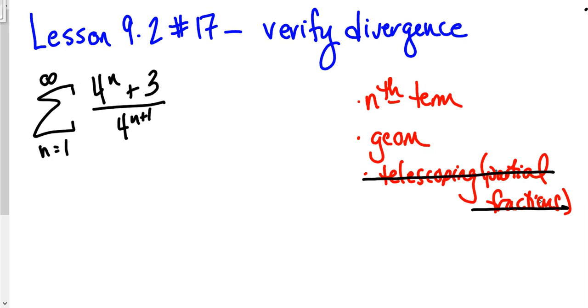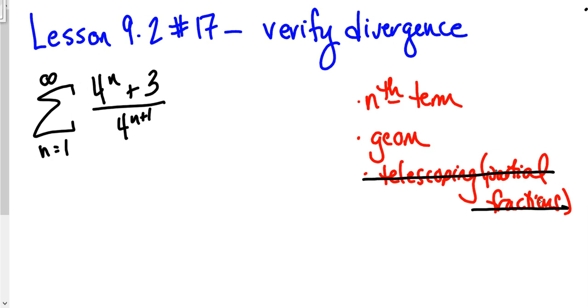That is a technique that is always going to give you a finite answer if it works, and therefore would be a convergent series. I know the nth term test always goes with divergent, so it might be that one. Geometric can be either convergent or divergent depending on the value of r, so that's in play as well. Now I'm going to look at the question and I'm going to do some algebra.